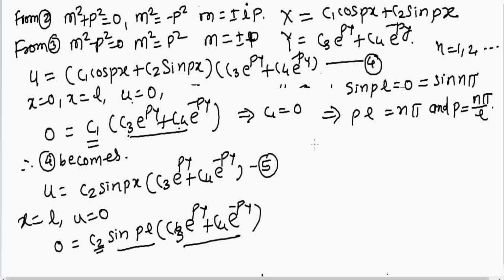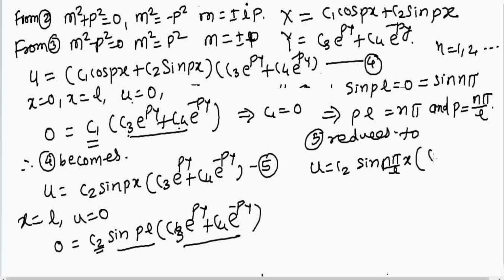Then equation 5 reduces to u equal to C2 into sine of n pi divided by L into x, times C3 e raised to n pi divided by L into y plus C4 e raised to minus n pi divided by L into y. Again, y is equal to 0 at the starting point. Whatever may be the breadth, the temperature is equal to 0, yet it has not started to heat.